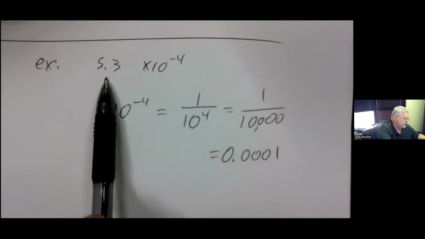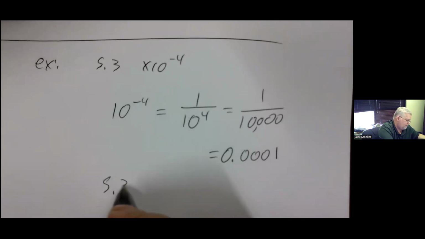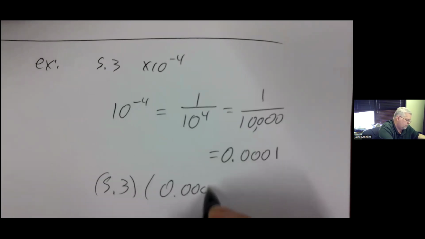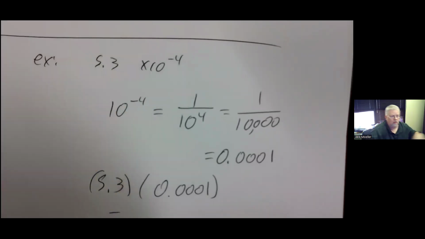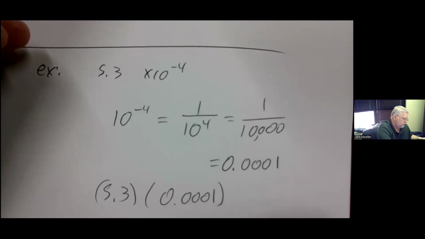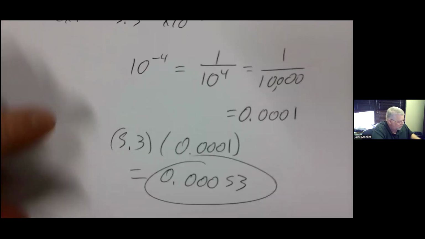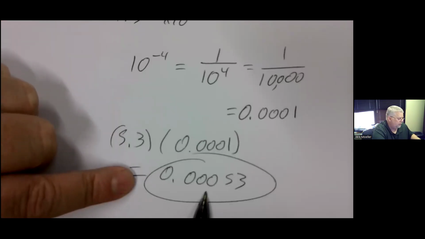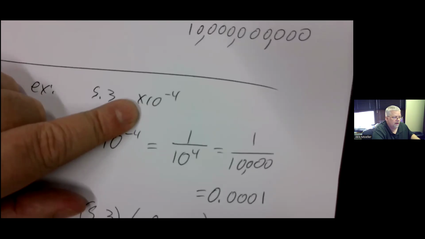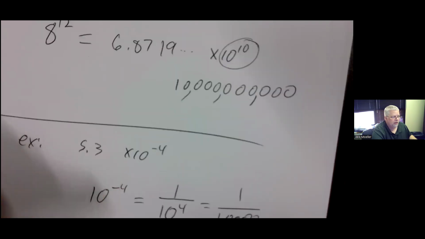So what this means is 5.3 times a small decimal number. What is that? That is 0.00053. So we have a small decimal number, which means we have a negative exponent. That's what I want you to memorize, so that you know how to move the decimal. How does that help us move the decimal?